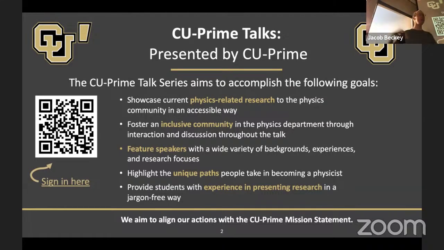This is wonderful. If you have never heard of CU Prime before, we're a great student org here on campus in the physics department, and we are designed to promote equity and inclusion within the physics community. One of the ways that we do that is through this talk series. Every other week we have talks from grad students featuring their own research, and we get to hear it in a way that isn't filled with all the fanciful jargon that we usually hear in scientific work in colloquia. So today we are going to hear from Jacob Beckey, who's going to be telling us about some quantum entanglement things that are really cool.